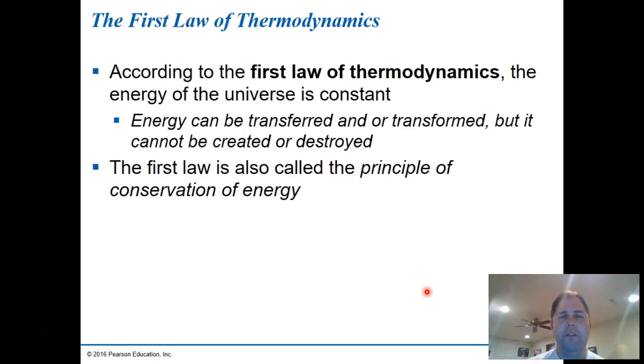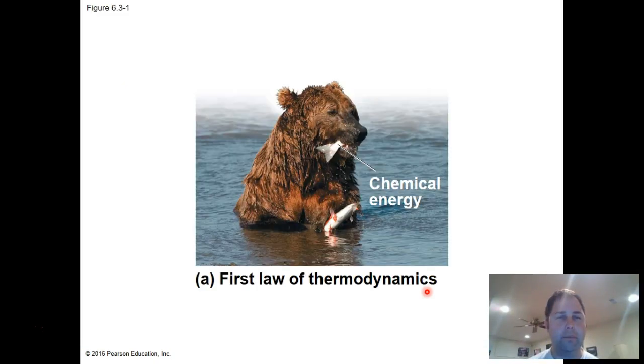The first law of thermodynamics is still in play, though. The first law is that energy can be transferred or transformed, but it cannot be created or destroyed. So no energy can be made or destroyed out of nothing. And that's the conservation of energy. So if we have energy in a system, it came from somewhere. If we get rid of energy in a system, it goes to somewhere. It doesn't just disappear into the ether.